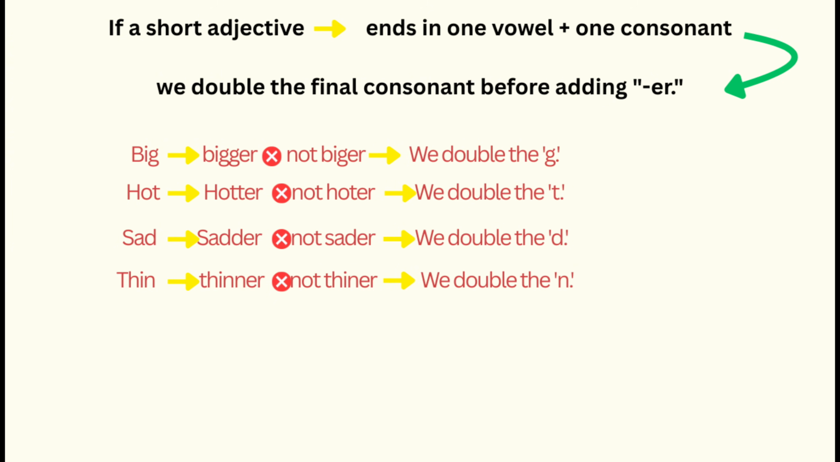What's that? If a short adjective ends in one vowel plus one consonant, we double the final consonant before adding er. Can you give an example? Sure, big becomes bigger, not biger. We double the G. Oh, I see. So hot becomes hotter with double T. Exactly. And sad becomes sadder, thin becomes thinner. That's a helpful rule to know. It is. And now that we understand comparatives, let's move on to superlatives.